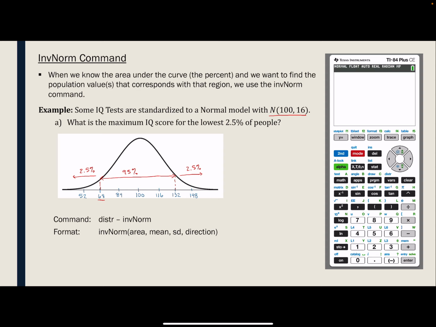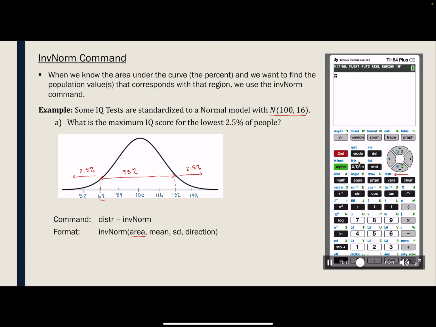So we're going to go to the same place, the distribution, which again is right here. And the inverse norm command is right below the Normalcdf command. When we enter the area that we're looking for, we have to be sure to write the area as a decimal and not a percent. So 2.5% as a decimal is 0.025. So let me run this video here.